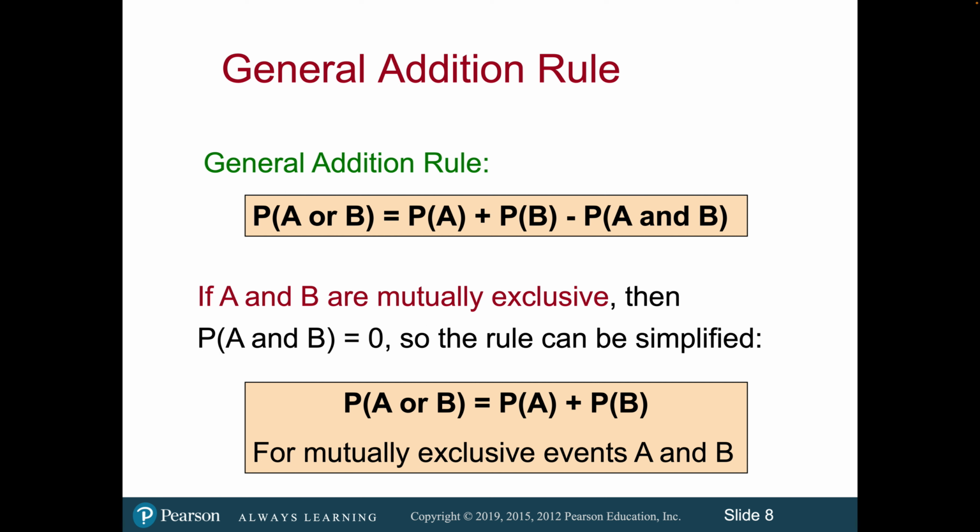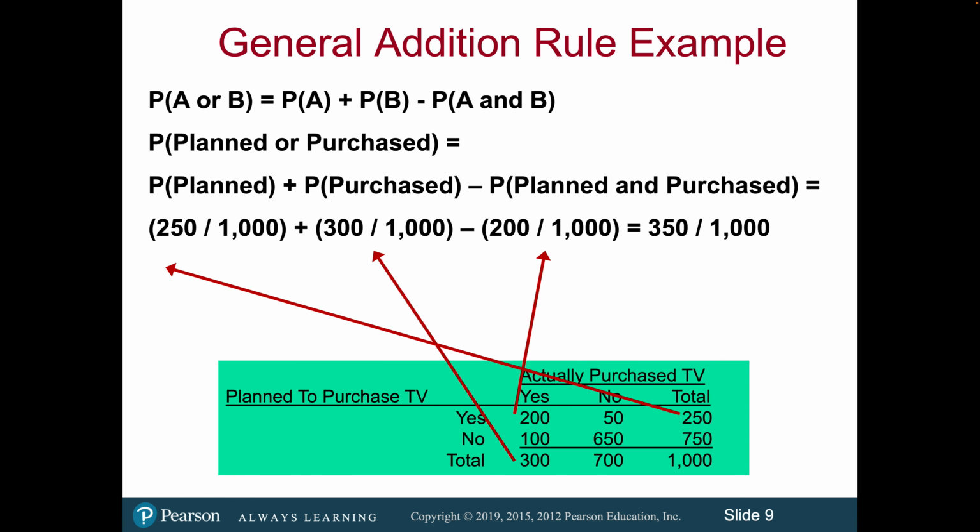Now, in a rare case where the probability of A and B equals 0, in other words, where we have mutually exclusive events, then the probability of A or B can be found by just taking the probability of A plus the probability of B. That's going to become much clearer, I hope, through an example. So let's see how this plays out.